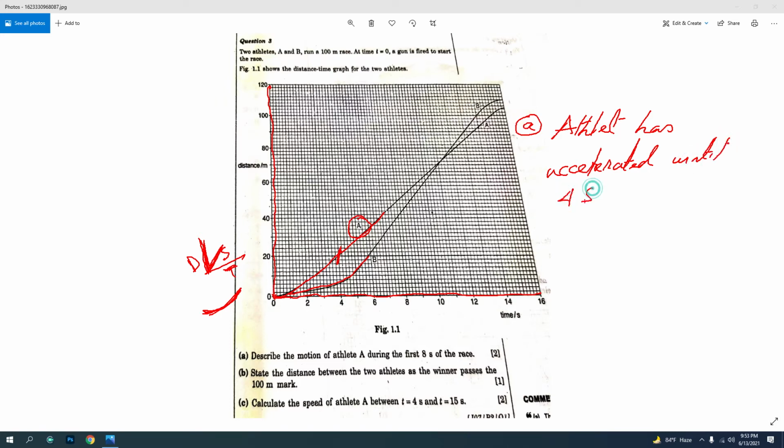Until 4 seconds. Okay, after 4 seconds, you are watching that after 4 seconds, this is 4 seconds, right? After 4 seconds until 8, you are watching this line is a straight line, right? This line is now a straight line. So after 4 seconds until 8 seconds, he speeded constantly.